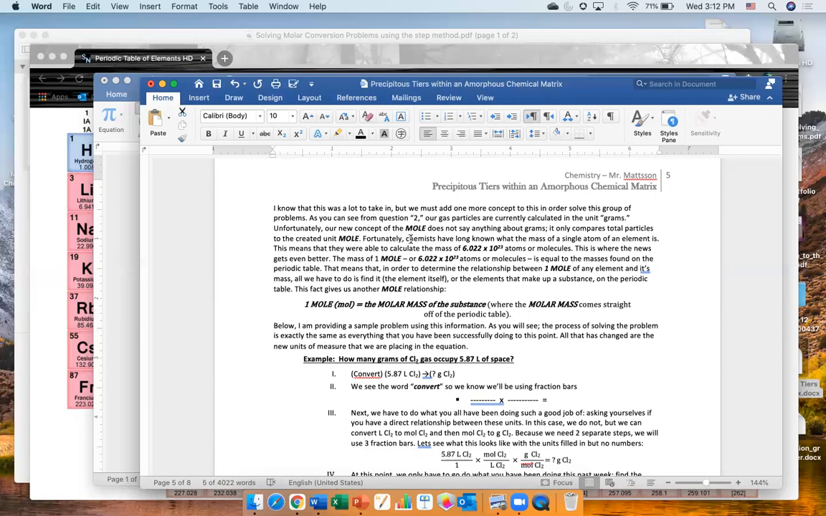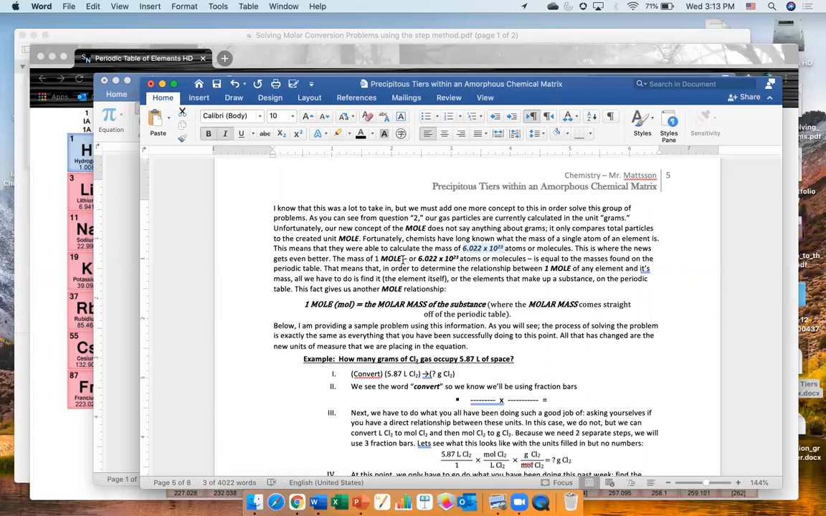Fortunately, chemists have long known what the mass of a single atom of an element is. This means they were able to calculate the mass of 6.02 times 10 to the 23 atoms or molecules of any substance. They took the known mass of a single atom of an element and found out what the mass of this number of atoms of that element would be. This is where the news gets even better.